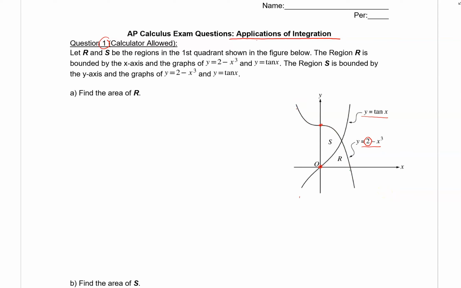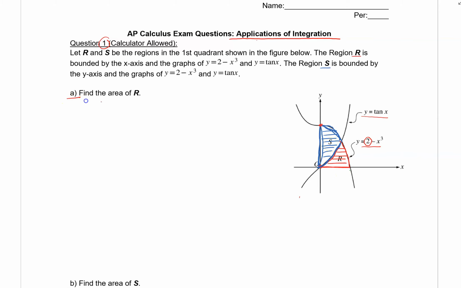And we have two different regions that are being created. So we've got the region R, which is bounded by the x-axis here, the curve y equals tan x, and the curve y equals 2 minus x cubed. So kind of this little triangular region there. And then we have our region S, bounded by the y-axis over here, and those same curves, the 2 minus x cubed and the y equals tan x. So it's this region kind of in the upper left corner.